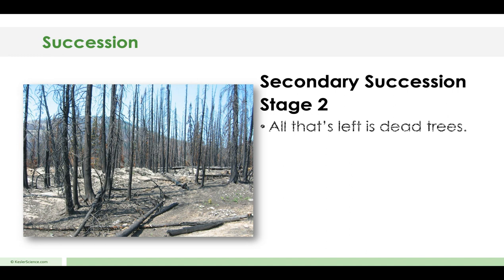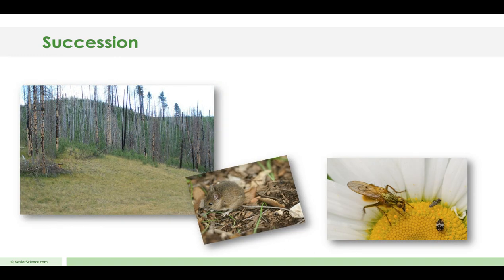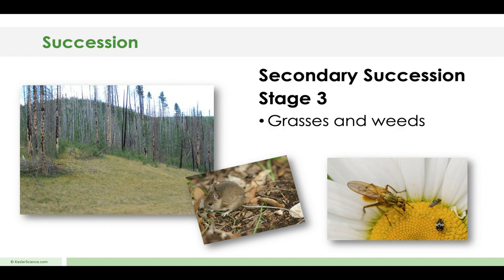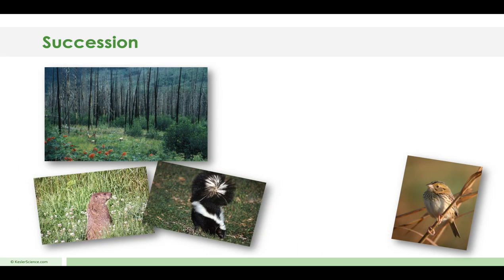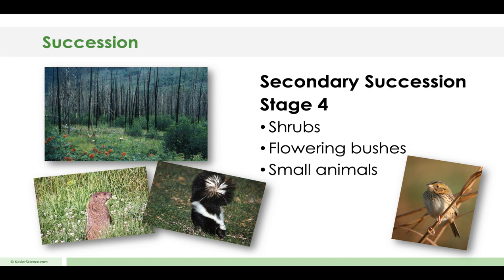So in the second stage of secondary succession, all that would be left is very little plant life and very little animal life, because it has been wiped out by the disturbance, but it renews itself much more quickly because the soil is there. In stage 3, we start to see grasses and small weeds, things like that come back. We have insects and rodents return. In stage 4 of secondary succession, shrubs, small bushes, things like that return. We have small animals now return.